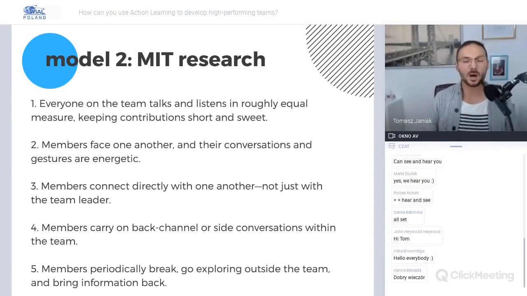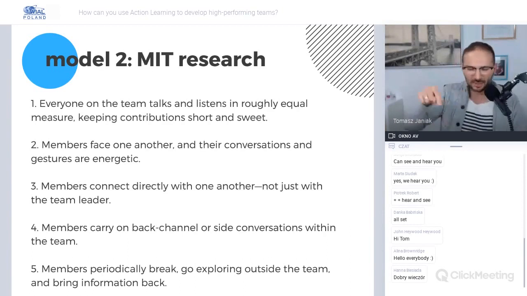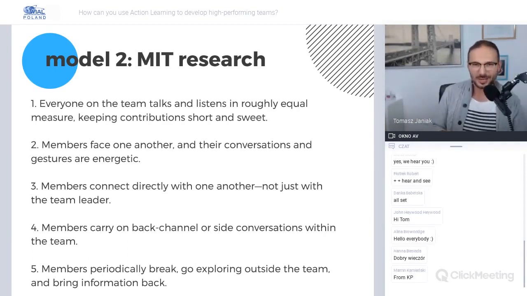Okay, and model number three, what do you think model number three can be? I think you can have a good guess if you think about it. Let me know down in the chat box. What do you think model number three can be that I would like to present to you? Maybe you know some models of teamwork. Maybe you know some models that I don't know and other people don't know. Maybe we can share some information and exchange it. Let me know down in the chat box.